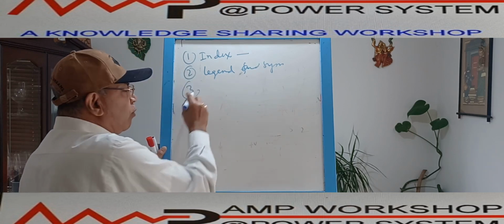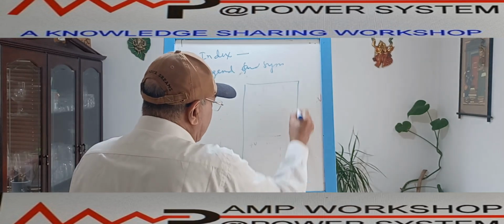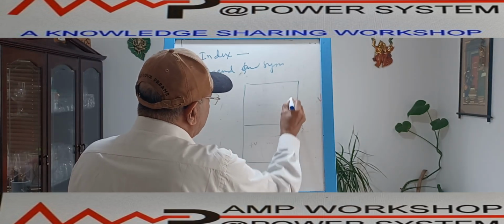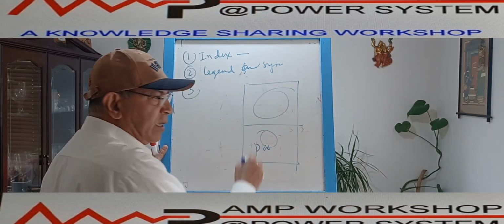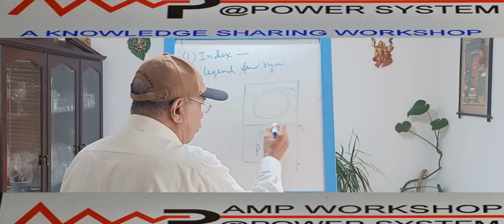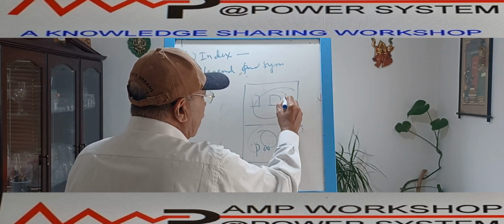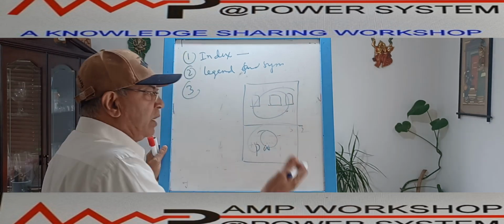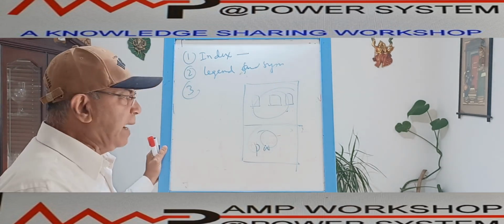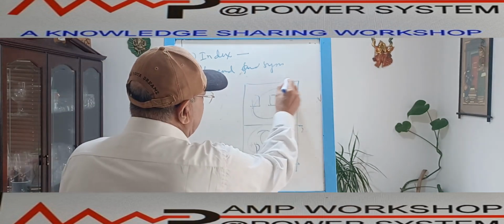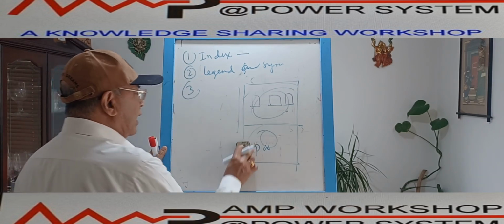Third, they will give one layout drawing, showing the panel layout. Suppose this is the panel. If we consider a 2-tier panel, the top tier will be the control section and the bottom tier will be the power section, where the circuit breaker, disconnector, CT, PT, all these are located. On the control section door, all the relays, meters and monitoring devices are mounted. The complete layout is given in one layout drawing with the dimensions, length, breadth, height, all shown over there. That is called the layout drawing.